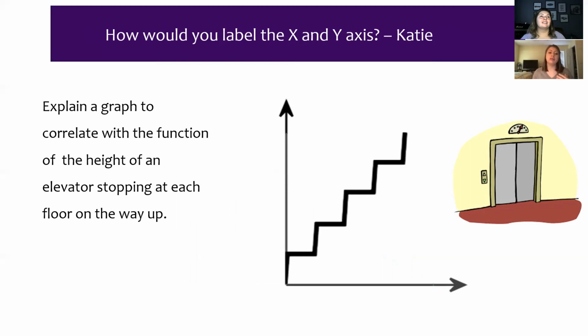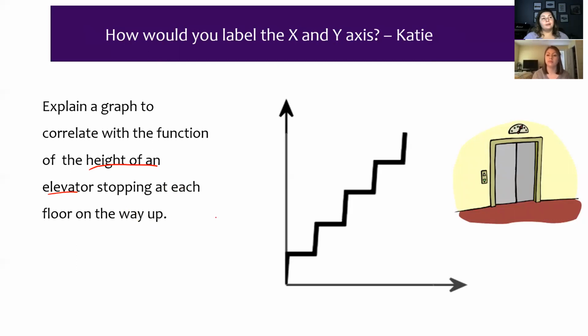So since we did the first example and we kind of know we've got a good grip on it, how would you label this X and Y axis with this scenario? Okay, so for this one, we want to explain the graph to correlate with the function of the height of the elevator. So again, we can underline that. We are looking at the height of the elevator stopping at each floor on the way up.